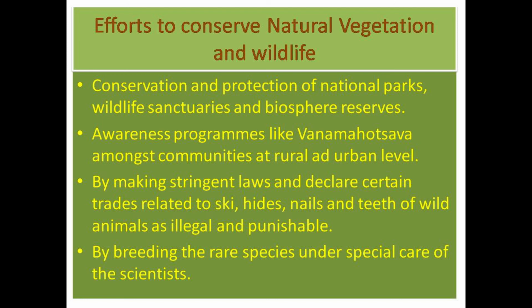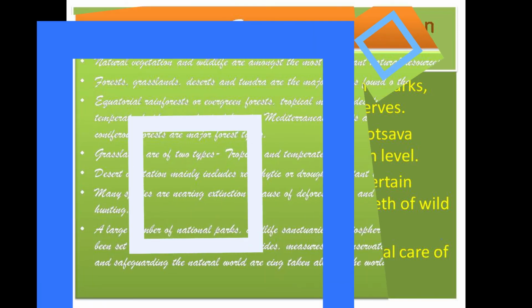Trades related to skin, hides, nails and teeth of wild animals have been declared illegal and punishable. The Indian government has banned the killing of lions, tigers, deer, the great Indian bustard and peacocks. The rare species are breeding under the special care of scientists.